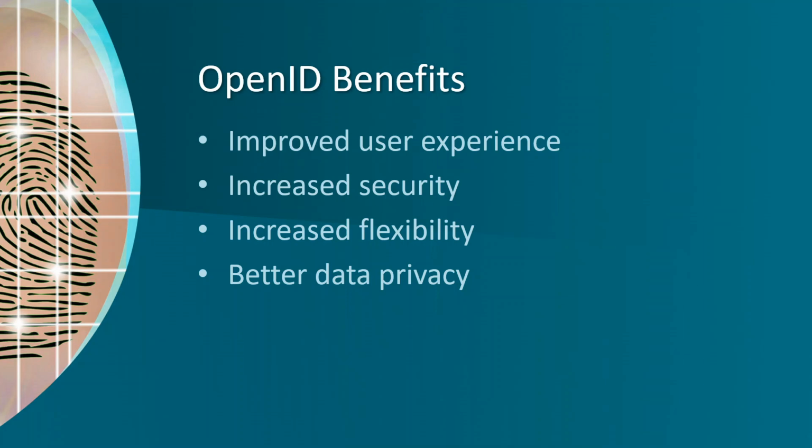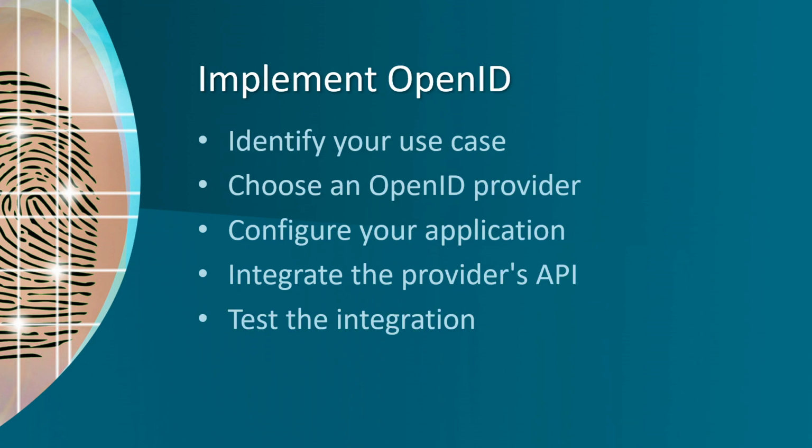In terms of implementation, OpenID involves several technical and administrative steps, which we'll be seeing next. Implementing OpenID involves several technical and administrative steps, including choosing an OpenID provider, configuring your applications to accept OpenID authentication, and testing the integration. It is recommended to work closely with your IT and security teams to ensure that the implementation is secure and aligned with your organization's goals and objectives.